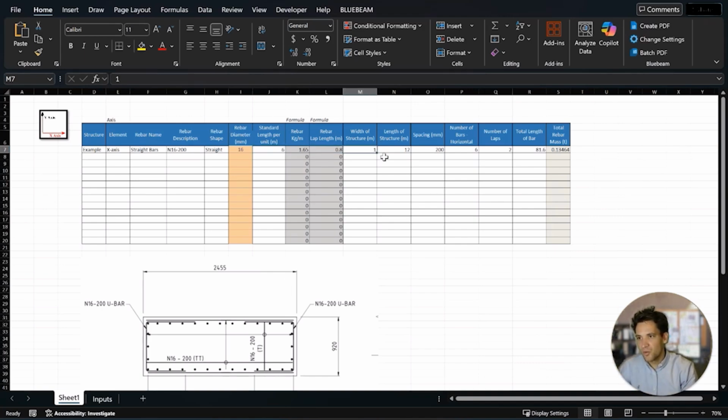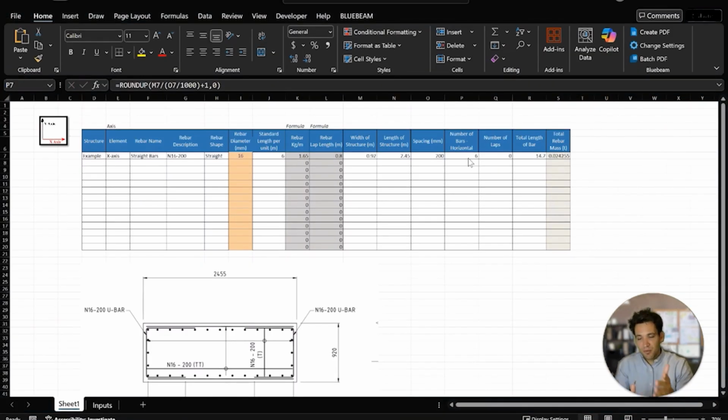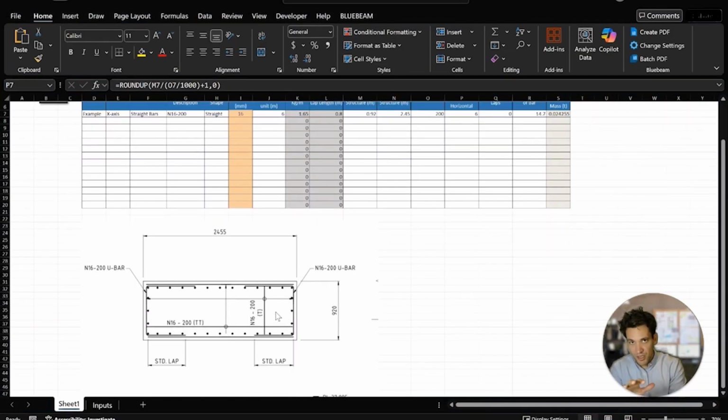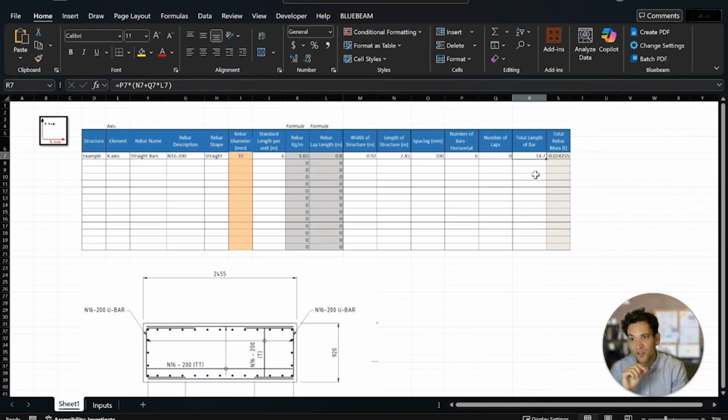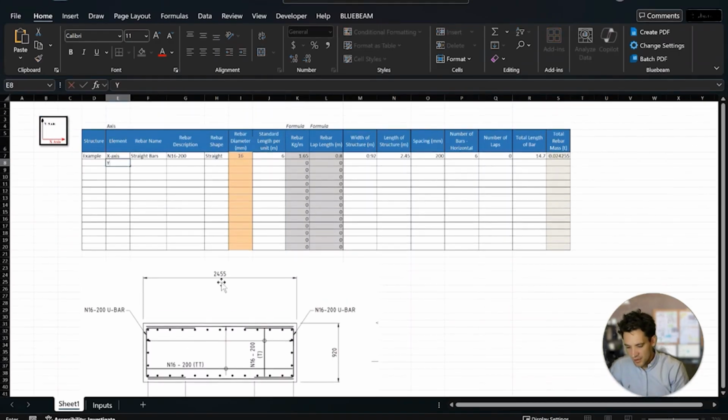Okay, so the width of the structure, the length of the structure, so the length here is 2.45, and that gives us 6 bars in the horizontal. So if you can imagine what we've worked out, in the x-axis, there's 6 2.45 meter bars in this direction, which gives us a total length of 14.7 meters of N16 bar, and the weight is going to be 0.02 tons, so like 20 kilos. Let's now do the y-axis.